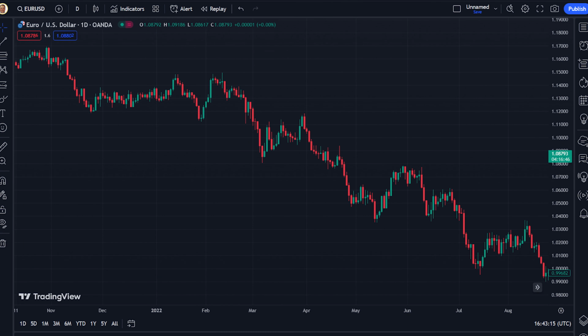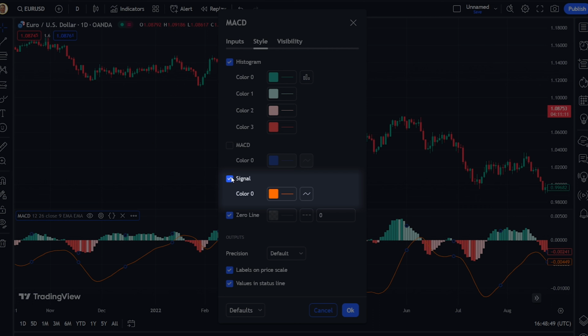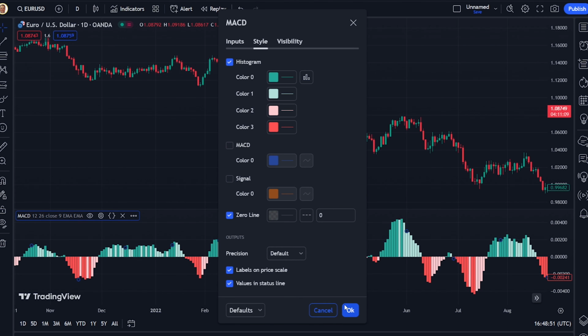First, add the MACD indicator to your chart. Go to TradingView and click on the Indicators tab. Then type in MACD and click on this indicator. Go to Settings of the MACD, go to Style, and uncheck the MACD and the signal line. We will be only using the histogram for our strategy.